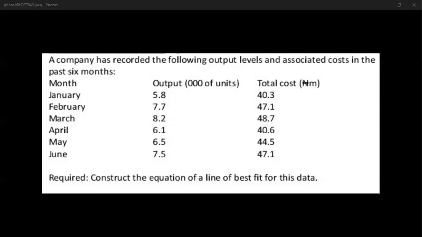Okay, so today we're going to be looking at the regression analysis method of cost separation and cost estimation.